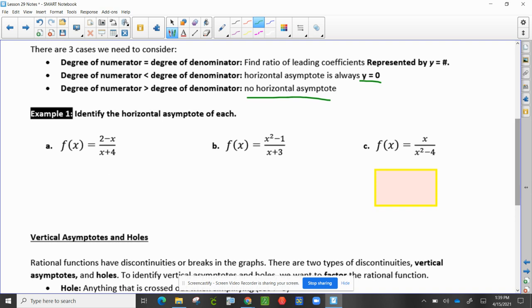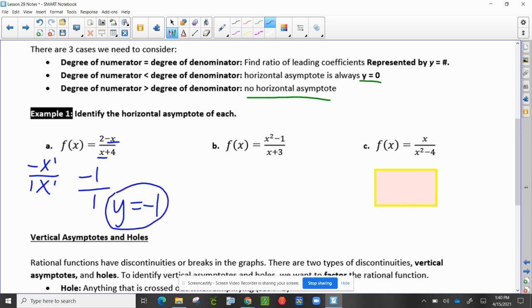Let's look at these examples that we have here. Looking at our biggest degree, our biggest exponent, we look at our variables. Here we have negative x over x. These both have the same exponent, technically an imaginary degree of 1. Since it's the same on top and bottom, we take the ratio of our coefficients. Our coefficient on top is negative 1. Our coefficient on the bottom is an imaginary positive 1. That makes our horizontal asymptote at negative 1. And it's a y equals line because it's a horizontal left to right line.